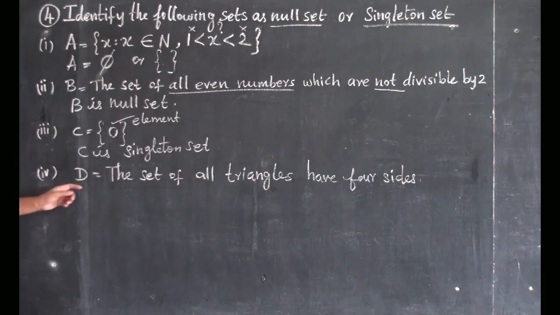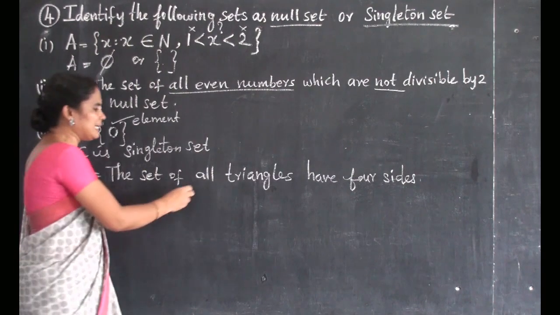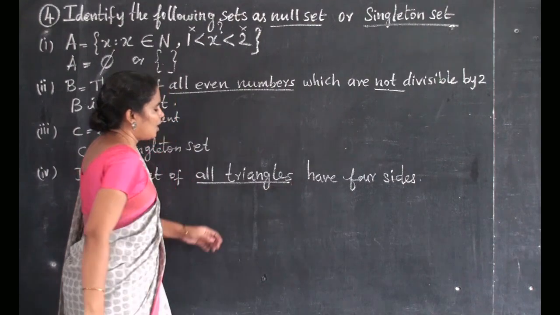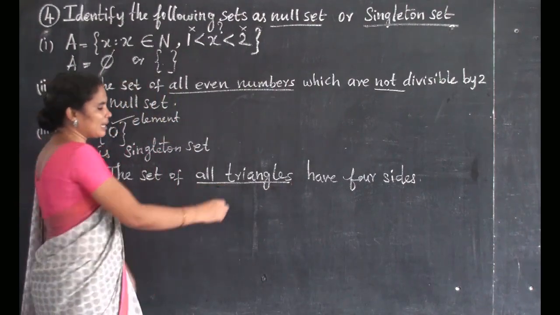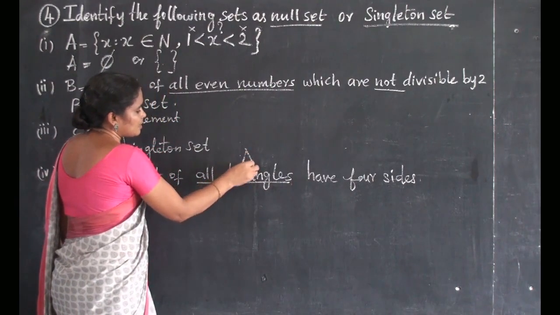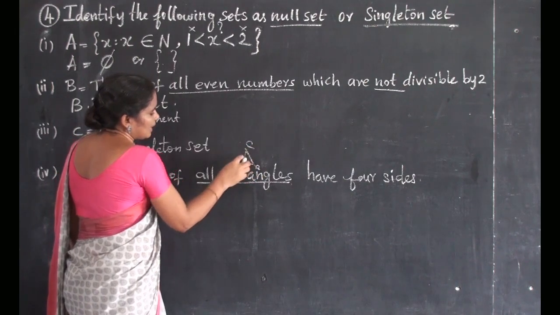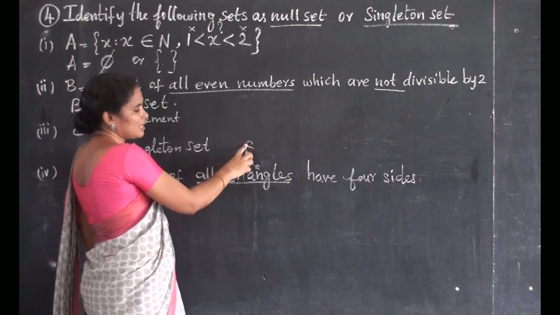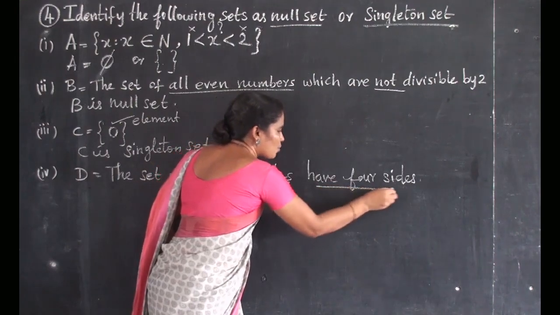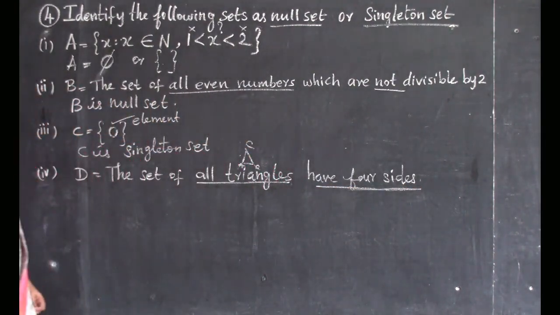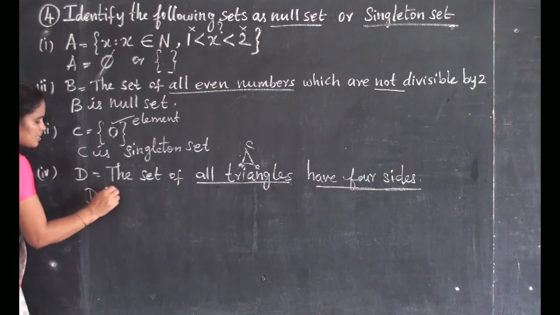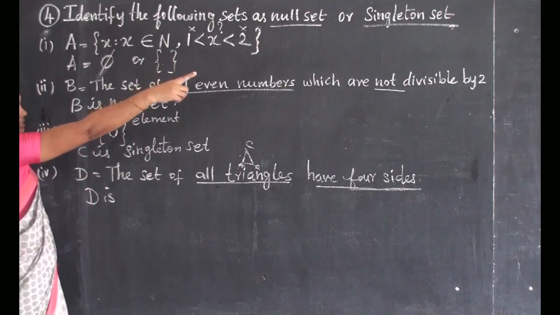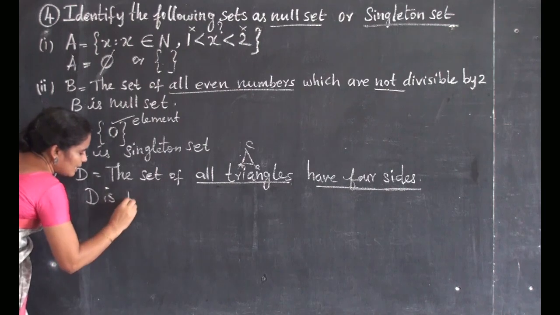Question number 4. D is equal to set of all triangles. How many sides has a triangle? Triangle, we have 3 sides. Isn't it? AB, BC and AC. But it is given as having 4 sides. Is it possible for a triangle to have 4 sides? No. So D is a null set or a singleton set? D is a null set.